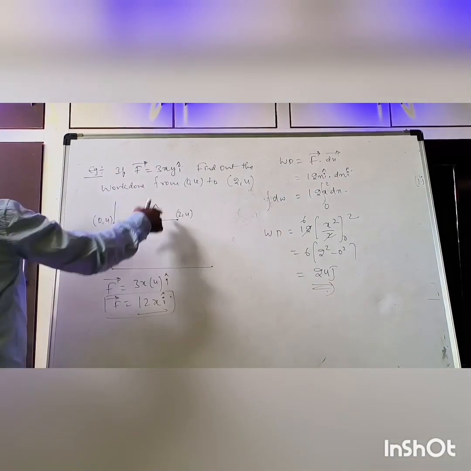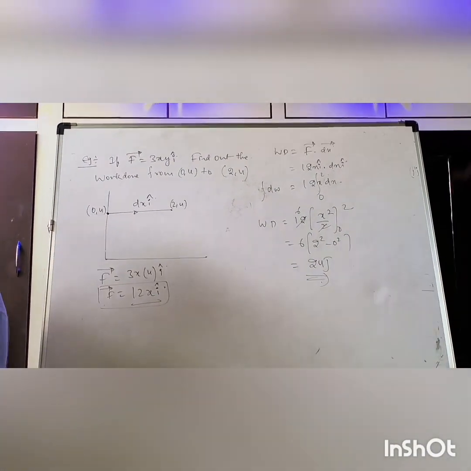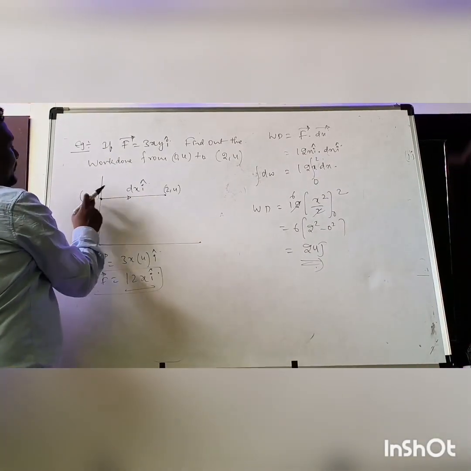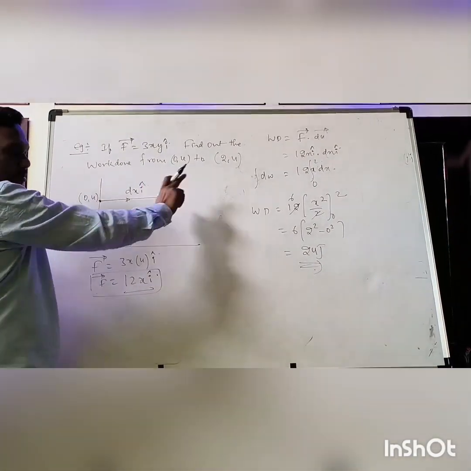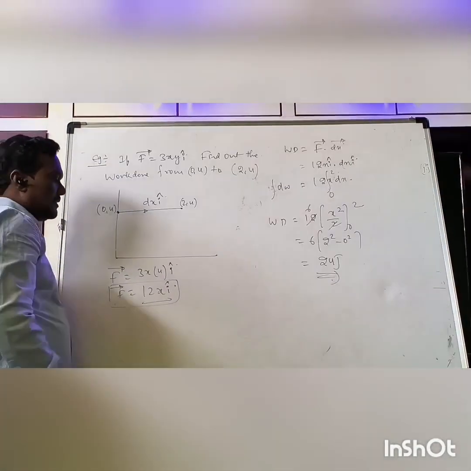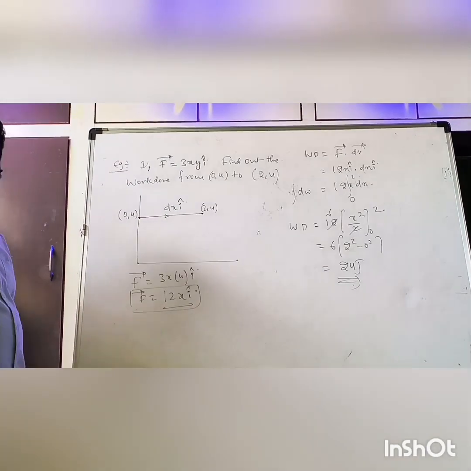If F bar is equal to 3xy i cap, find out the work done from (0, 4) to (2, 4). Here from 0 to 2 only the x coordinate is changing and the y coordinate is constant. What is the y coordinate? 4. And this is the procedure to solve the problem.